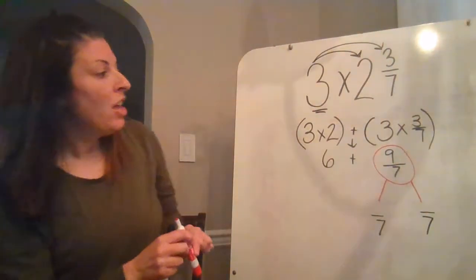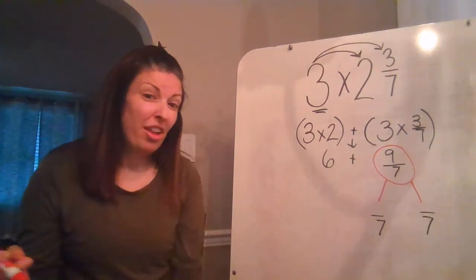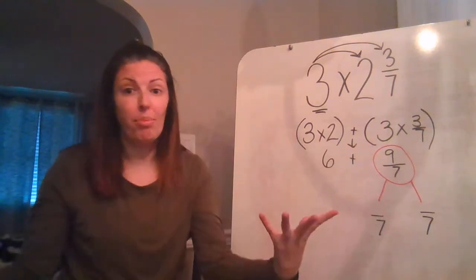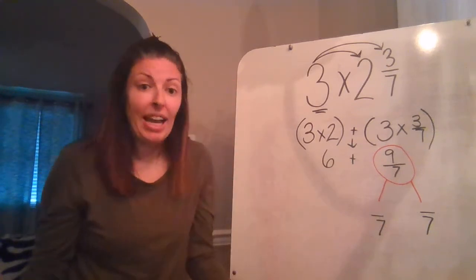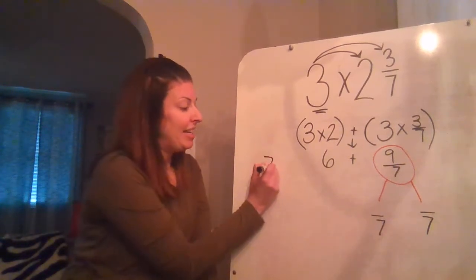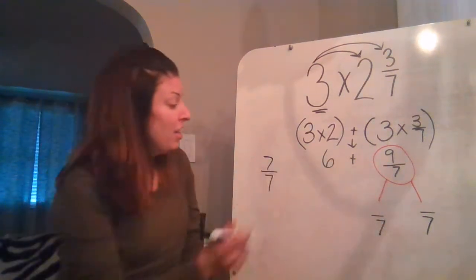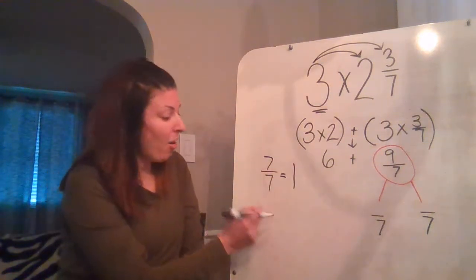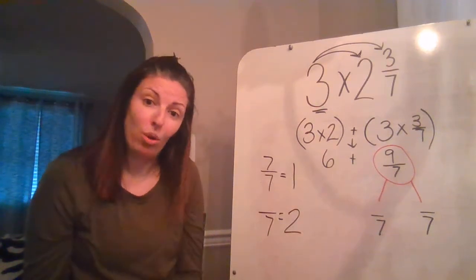There we go. Okay. So I know that 9/7, because my numerator is greater than my denominator, is greater than 1. So there's a whole number hiding in there. I just need to figure out what whole number is hiding in there. And I know that in order to get one whole, I need 7/7. And look at that, I have 9/7. So far, I have enough to make one whole. How many 7s do I need to make 2 wholes?